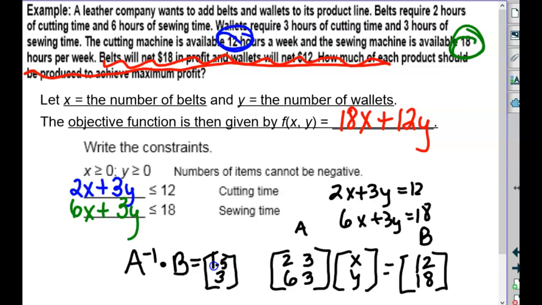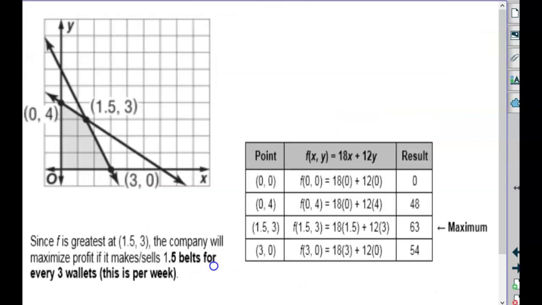Now, the question becomes, and then they put those corner points all in, and the maximum occurred here. So the maximum profit of $63 could be made by making and selling 1.5 belts for every 3 wallets per week. The reason it's okay that it came out a decimal is that this is how much we're going to make in a week. Could we leave a belt half finished and the next week finish it? So we're just trying to maximize our profit. It's not like we're going to sell half a belt, but in 2 weeks we'd have 3 belts to sell, right? Because I had 1.5 each week.